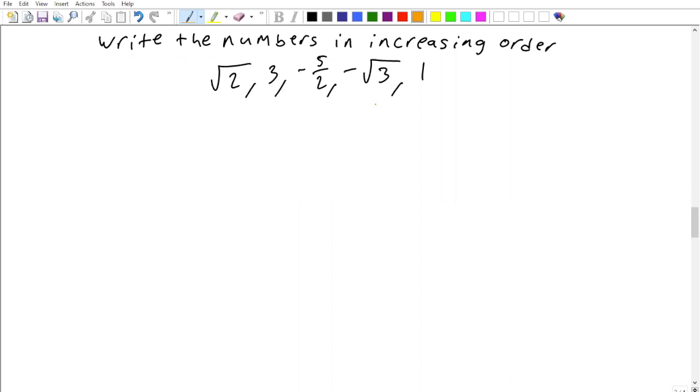-5/2 is pretty easy to figure out. 5 goes into 2 2 times with 1 left over. So we know this as -2 1/2. You can also write it as -2.5. Okay? Well, let's see if negative square root of 3 is lower than that.